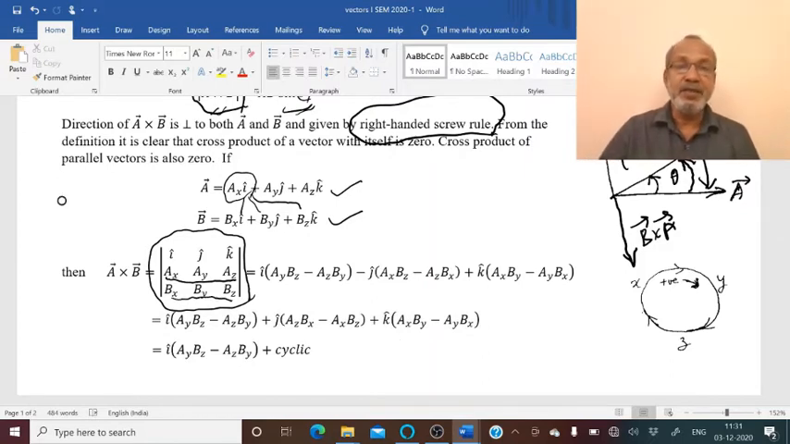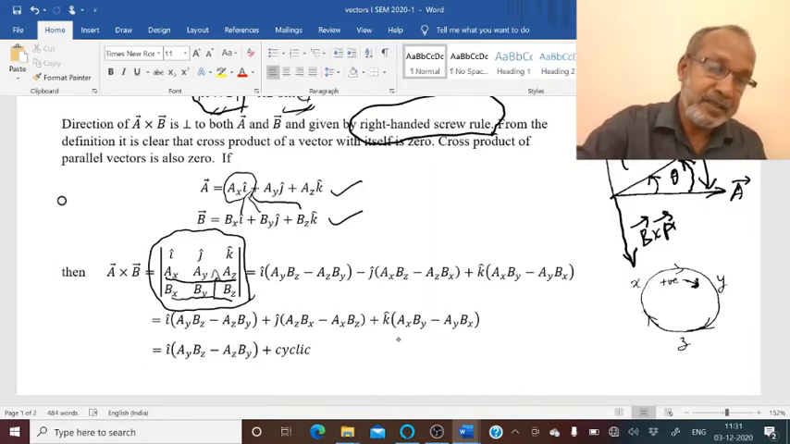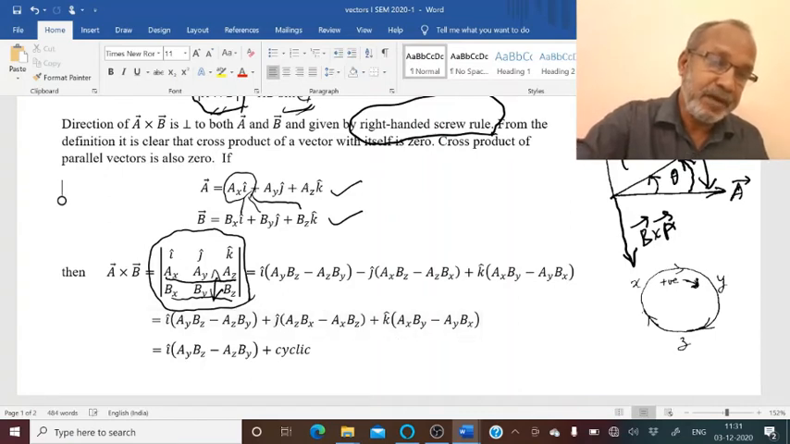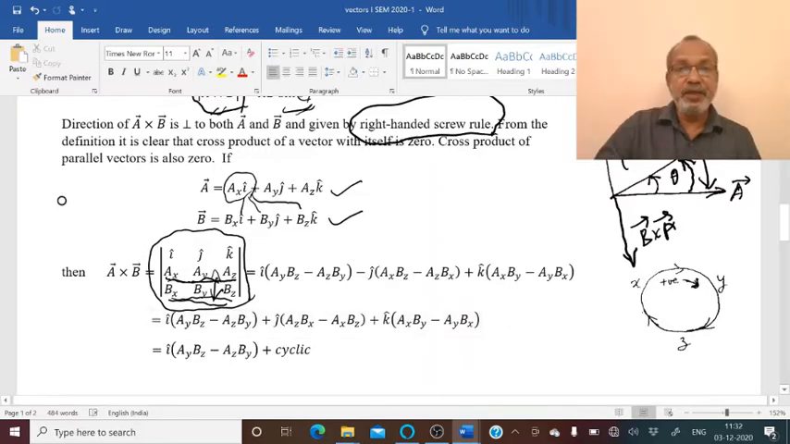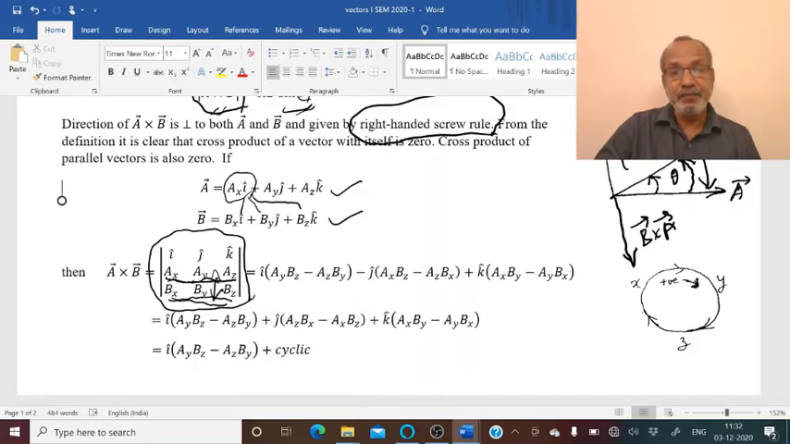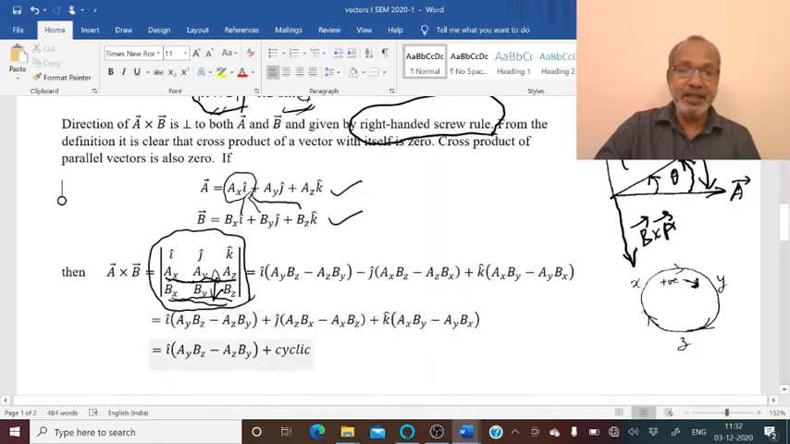And from this equation itself, you can see that a cross b is equal to minus b cross a, because if you interchange the rows like this, then b will come in the second row, so that is b cross a, and a will come in the third row. If you interchange two rows of the determinant, then there will be a change in sign.